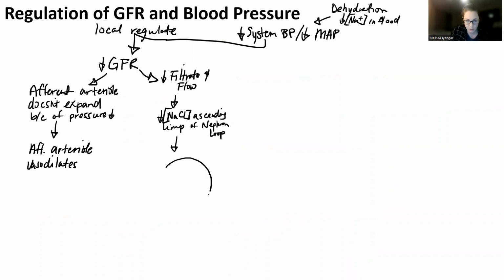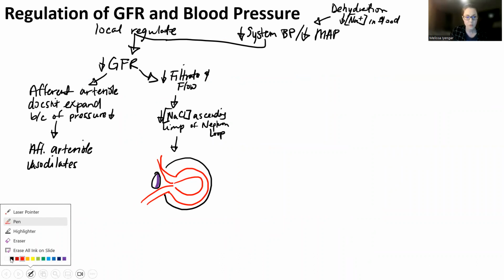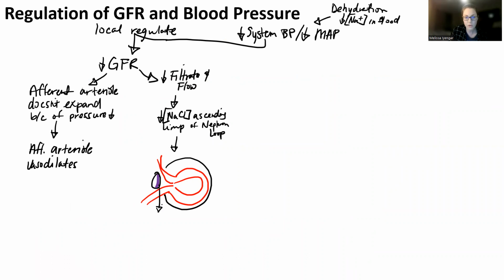So remember our juxtaglomerular complex right here? So there's my descending limb. That's my macula densa right there. There's my afferent arteriole, my glomerulus, and my efferent arteriole. They're all part of my juxtaglomerular complex. Okay. So essentially what's going to happen is a chemical gets released from the macula densa.